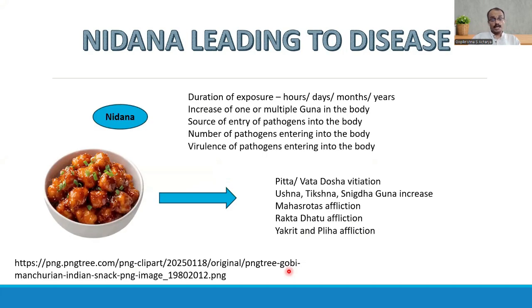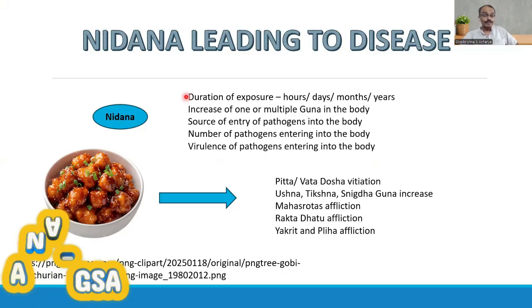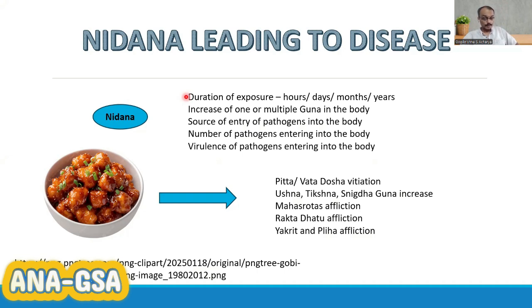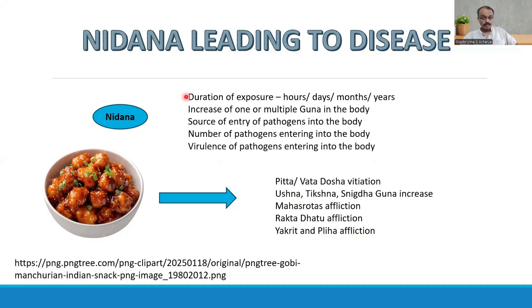Regarding the nidana leading to the disease as such, what are the different points that have to be considered? That is duration of the exposure. Whether it is in hours or days or months or years. If the person is having the duration of exposure in terms of hours, the dosha vitiation will be milder. If the person is having the exposure of the nidana in terms of months, then in that particular situation, the dosha vitiation will be comparatively moderate. If the person is having the exposure of the nidana for years together, he may have the dosha vitiation to a severe extent.